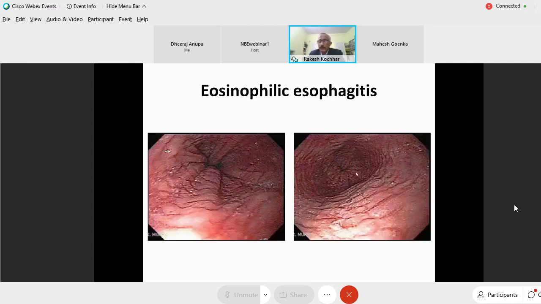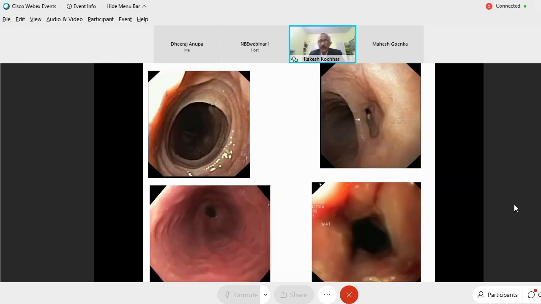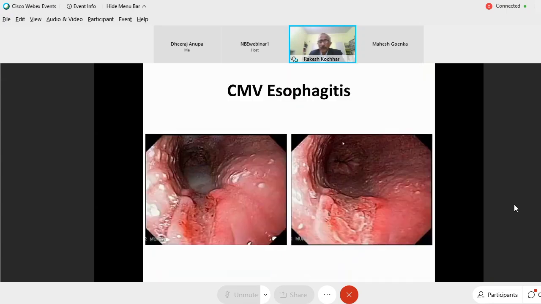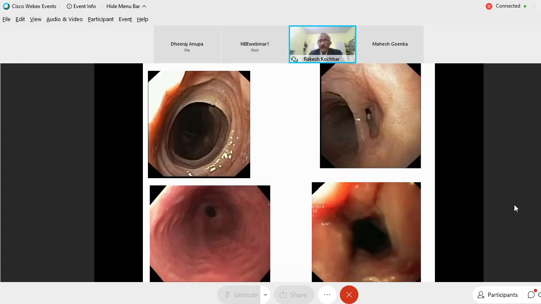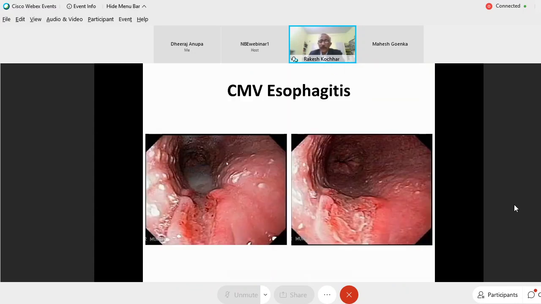Now, eosinophilic esophagitis is not very common, but has to be noted. This is feline, like a cat. The cat's esophagus is like this. Or you may have multiple ring-like narrowings, or a combination of the two, or even mucosal islands. So, this will be the telltale or classical finding of eosinophilic esophagitis, either a feline esophagus or multiple rings. Now, infective esophagitis, for example, CMV or herpes simplex, you cannot diagnose only on the description of the ulcers.